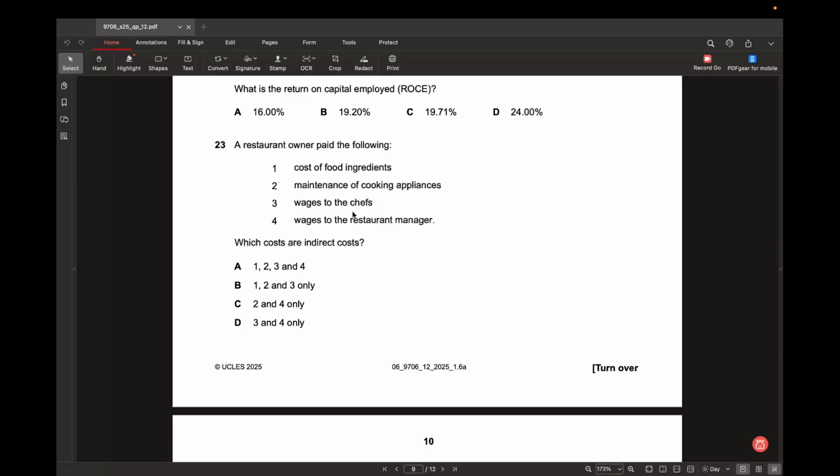And then the wages for the chef is also direct cost. Without paying wages to the chef, I cannot make food. So these are direct cost. And the fourth one, wages to the restaurant manager, is an indirect cost because the manager does not help in making food. He is indirectly assisting it. So these are indirect cost. So the right answer for 23 is 2, maintenance of cooking appliances, and 4, wages to the restaurant manager. So the correct option for 23 is 2 and 4, C.